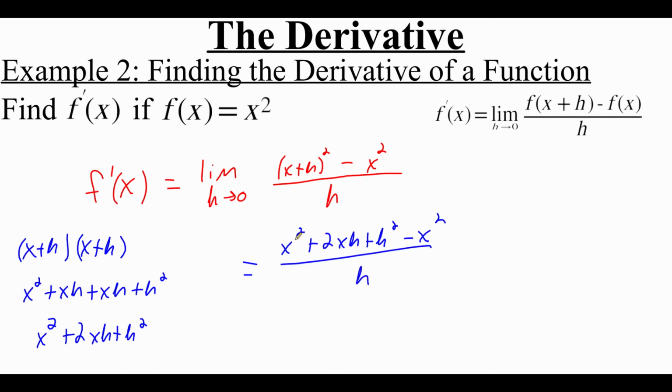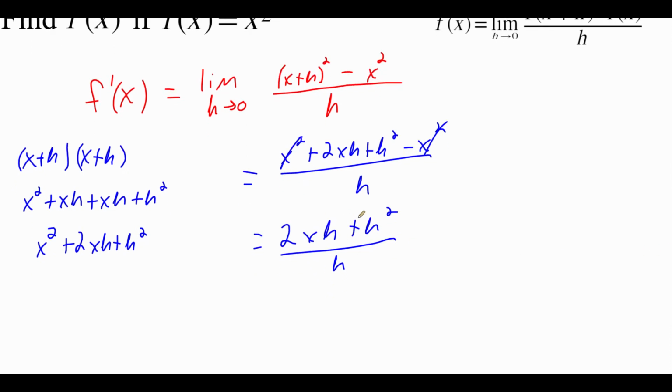Now I see this x squared in the front and this minus x squared on the end. Those are going to cancel each other out. So we get 2xh plus h squared, and this is all over h. Now what I can do on top, each one of my terms has at least one h in it, so I'm going to factor out a GCF. So we're going to have h times 2x plus h, and this is over h. This h on top and on bottom will cancel each other out, leaving us with 2x plus h.